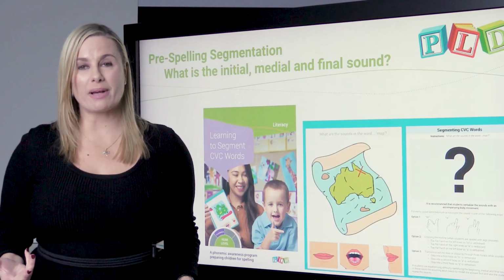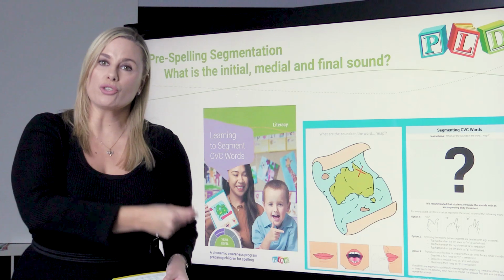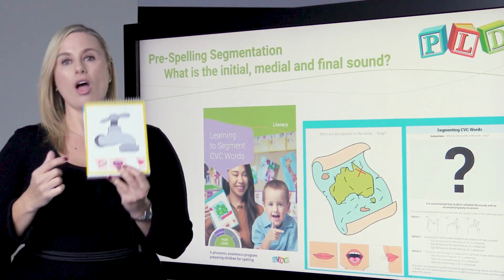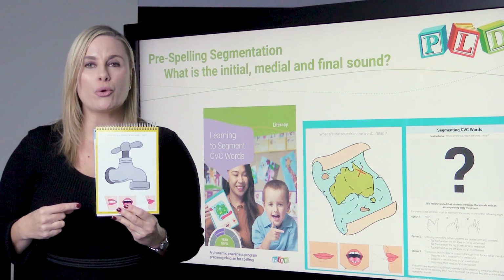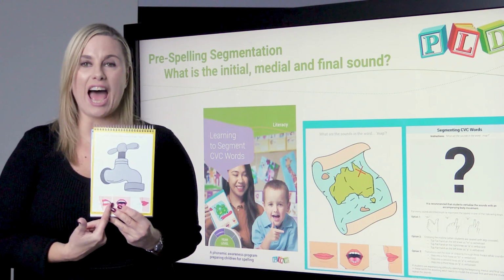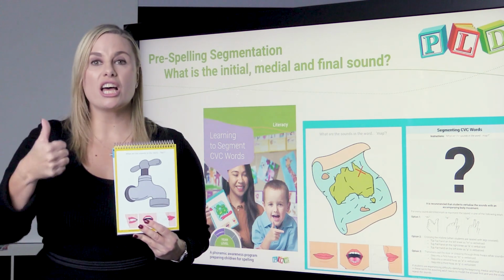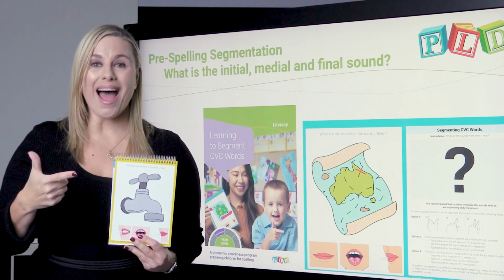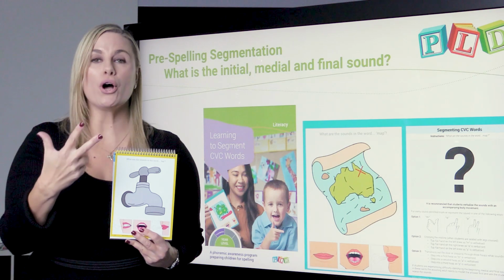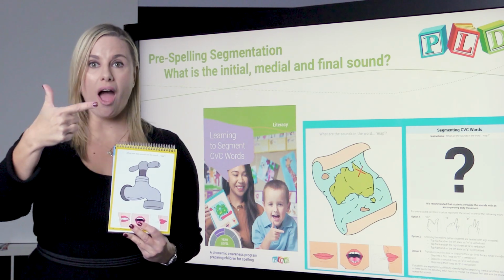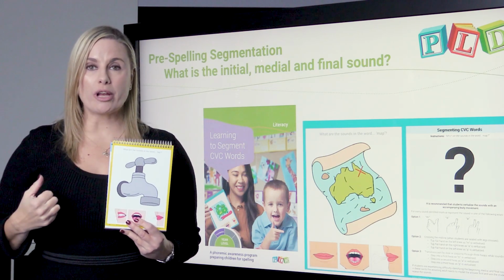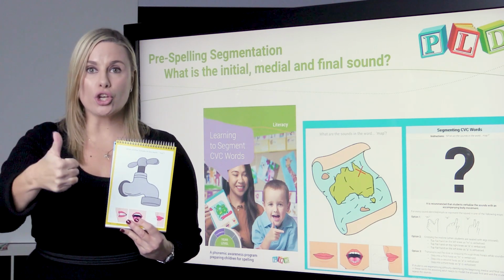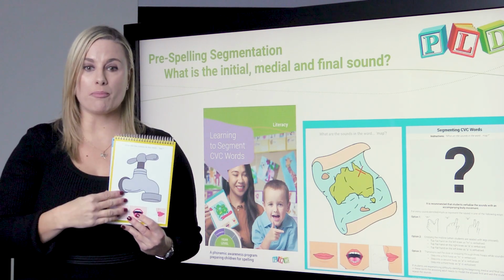Now we're moving to our pre-spelling of segmentation. What is the initial, the medial and the final sound in our CBC words? What are the sounds in the word tap? I'll go first. You ready? T, a, p. Join me. Ready, everyone? T, a, p. Tap. Good.